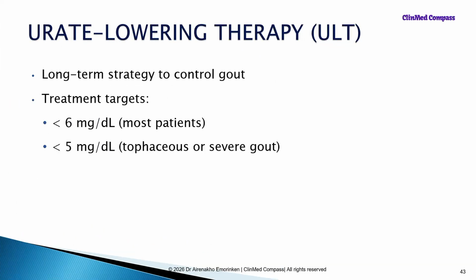Now we discuss uric acid lowering therapy. Urate-lowering therapy is the cornerstone for long-term gout management. The target serum urate is less than 6 mg per deciliter for most patients and less than 5 mg per deciliter in those with tophaceous or severe gout. This is what we mean by treat-to-target approach.